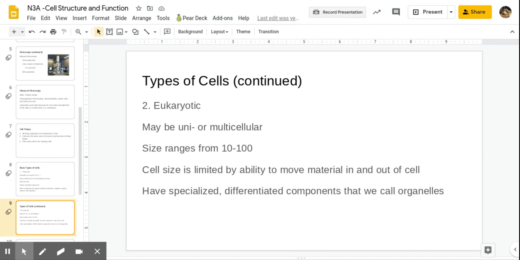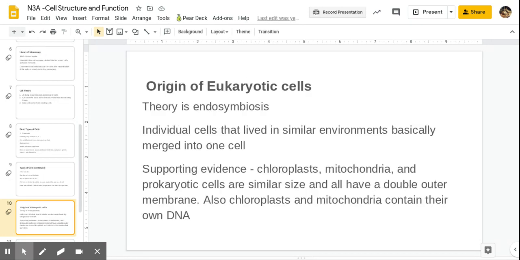The second type of cell is your eukaryotic cell. And these may be unicellular or multicellular organisms. They can be either way. The size ranges from 10 to 100 micrometers, so again, significantly larger than the prokaryotic. But that cell can't get too large, because if it gets too large, we can't get materials in and out of the cell efficiently. And again, as we know from our drawings, eukaryotic cells have differentiated components that we call organelles. So the mitochondria, the Golgi apparatus, the ribosomes, all of those would be considered differentiated components. And again, they all have their own special function.